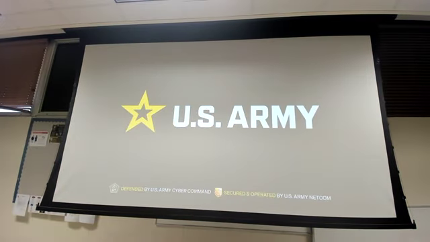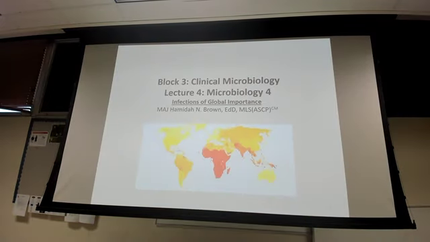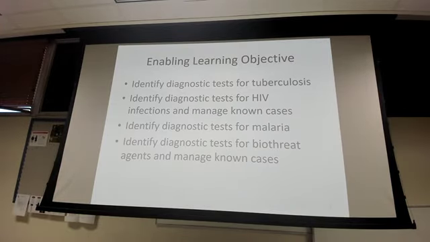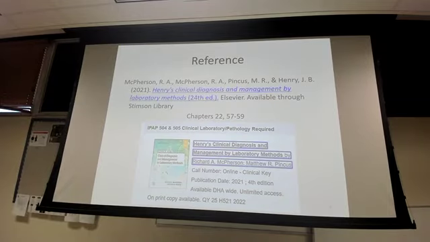All right, I think y'all had infectious diseases already, so we're not going to get too much into the different types of diseases. We're just covering the disease states that are important to us and how we test them. That is what I want you all to know today, okay? So, infections of global importance. TLOs, ELOs. We're going to be talking about TB, HIV, malaria, and a little bit of biothreats. It comes from chapters 22, 57 through 59.